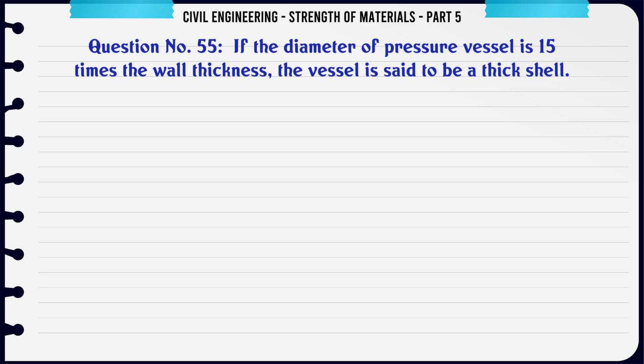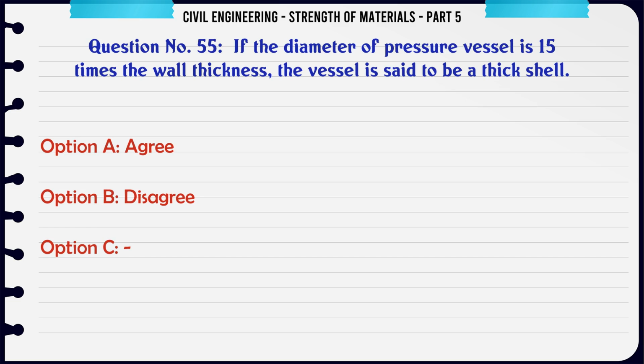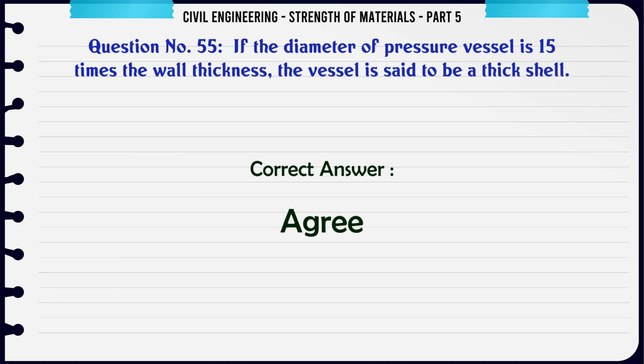If the diameter of a pressure vessel is 15 times the wall thickness, the vessel is said to be a thick shell. A. Agree. B. Disagree. C. D. The correct answer is agree.